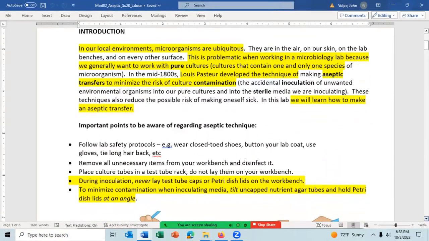So in our local environment, microorganisms are ubiquitous, meaning they are essentially everywhere. This is a problem when working in the microbiology lab, because generally we want to work with a pure culture, a culture containing one and only one species of organism. Louis Pasteur developed the technique of making aseptic transfers to minimize the risk of culture contamination.